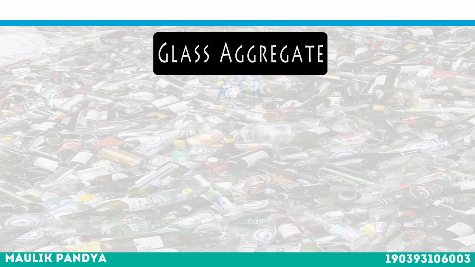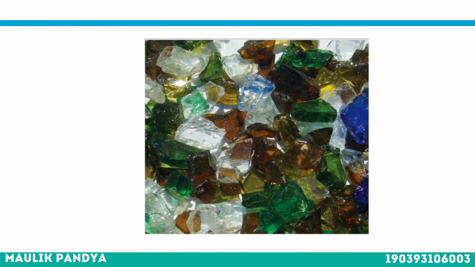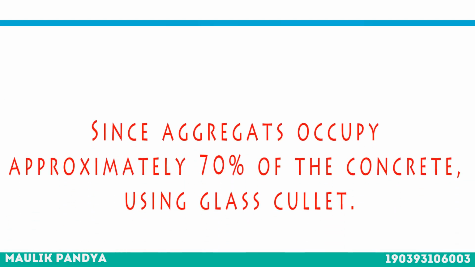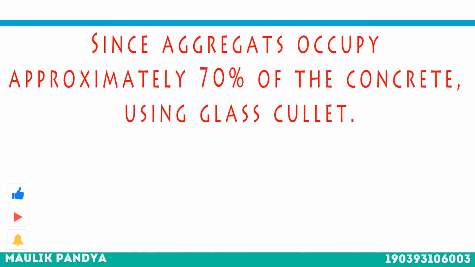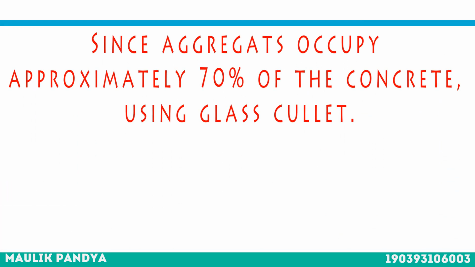Glass aggregates and ASR. Besides powder, waste glass can also be used as an aggregate in concrete in the form of fine or coarse aggregates. Since aggregates occupy approximately 70% of the concrete, using glass as aggregate in concrete not only results in incorporating more waste glass in concrete, but it also decreases the energy and time required to grind the glass particles into powder.